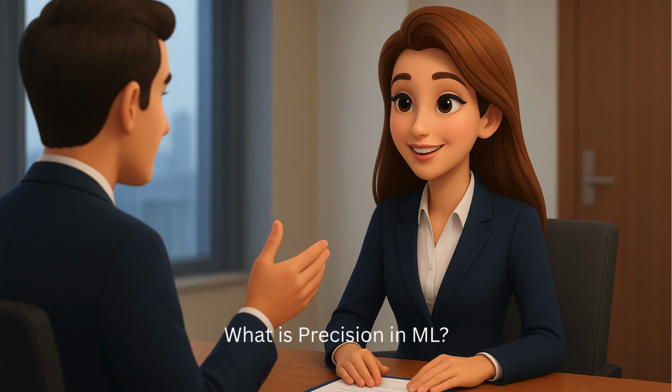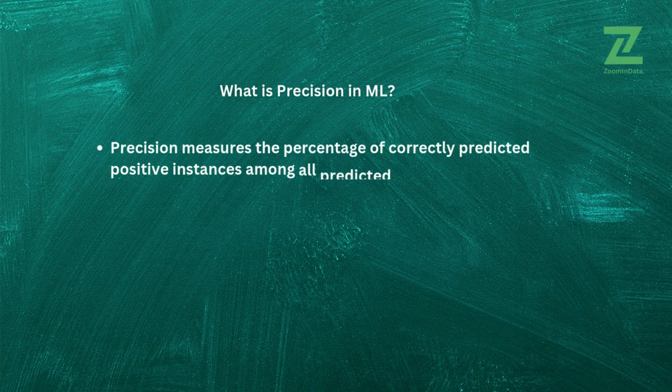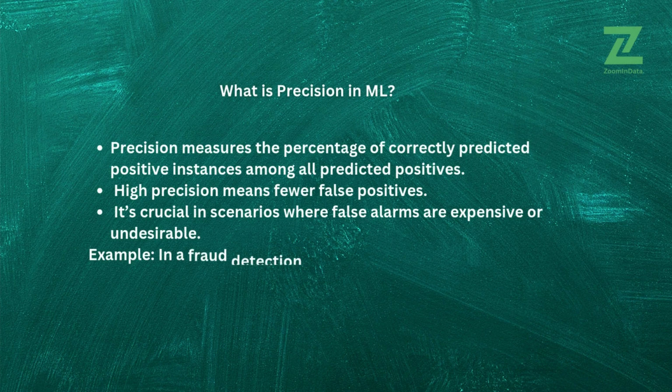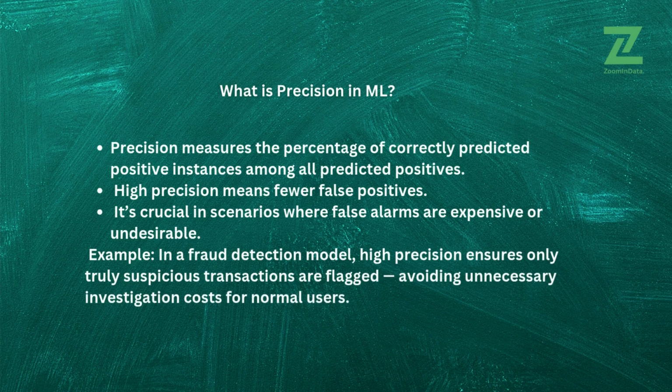What is precision in ML? Precision measures the percentage of correctly predicted positive instances among all predicted positives. High precision means fewer false positives. It's crucial in scenarios where false alarms are expensive or undesirable. Example: in a fraud detection model, high precision ensures only truly suspicious transactions are flagged, avoiding unnecessary investigation costs for normal users.